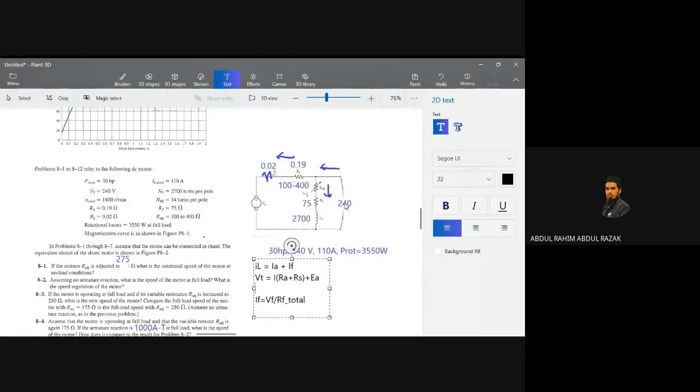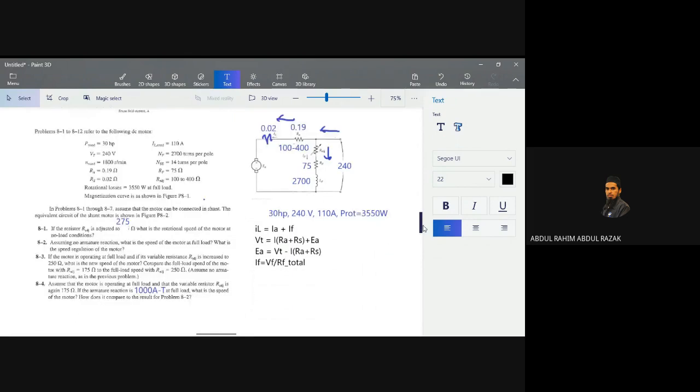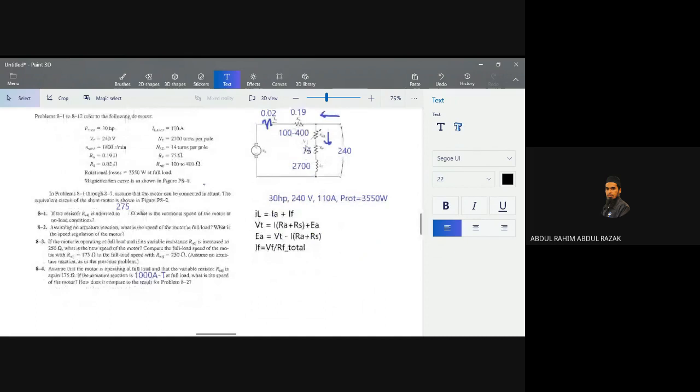Because the input is electrical and output is mechanical, we need to find our EA. So you can rewrite EA equal to VT minus IA times RA plus RS. You just arrange it such that EA is in front. This is the equation for your reference. If you scan through the question, you need to find the efficiency, so you have to draw the power flow diagram. If not, this single line schematic is sufficient to assess the performance. Then we go to the question, after transferring the data into your circuit.